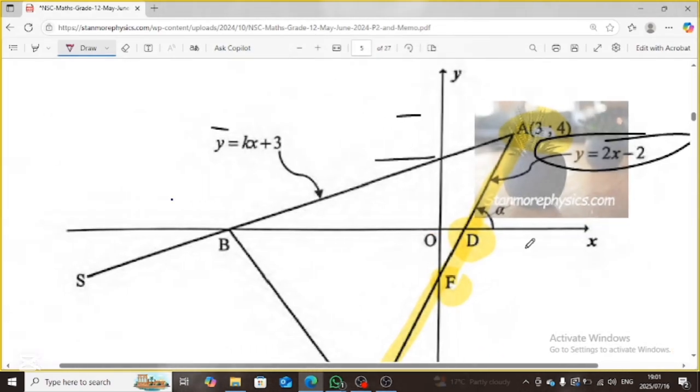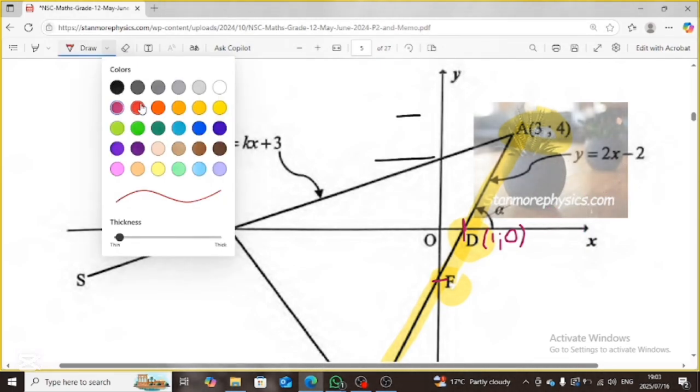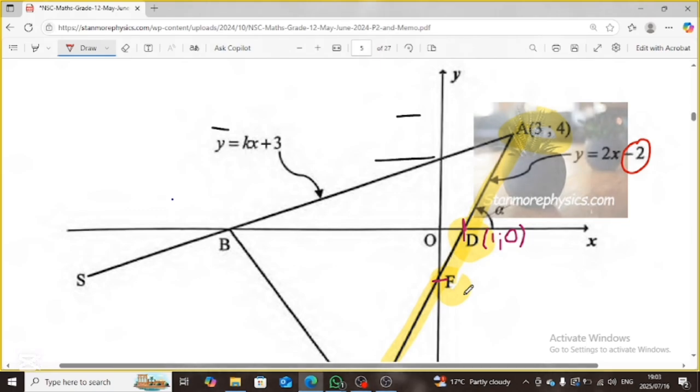Finding D, the x-intercept of line AC, we let y equals 0, giving us 0 equals 2x minus 2. Transpose negative 2 to the left of the equal sign, therefore x equals 1, giving us the coordinates of D as (1, 0). Now finding the coordinates of F, the y-intercept of line AC, we let x equals 0, giving us y equals minus 2. Therefore, the coordinates of F will be (0, -2).